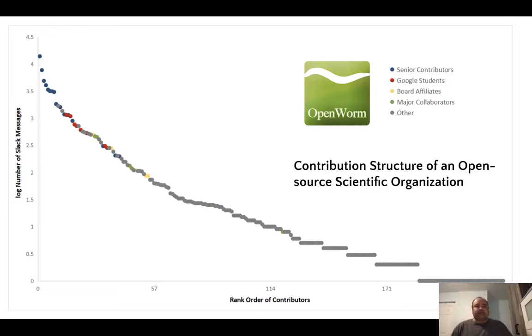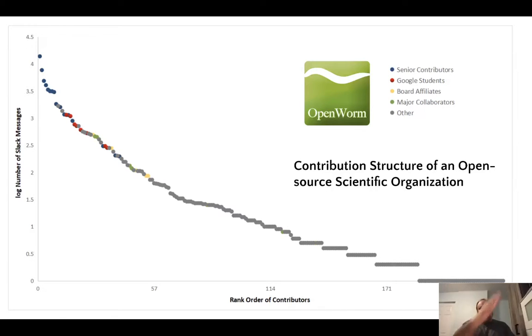I show this graph because this is an analysis that was done on the OpenWorm Foundation, and I've replicated this with other groups, and I found this to be true. It's an analysis of Slack messages by the number of contributors in the community. This is just a very rough measure of community involvement. We have all these categories in the OpenWorm Foundation. It's a foundation we're affiliated with, but they have a much more defined structure than we do, so this is actually a good example.